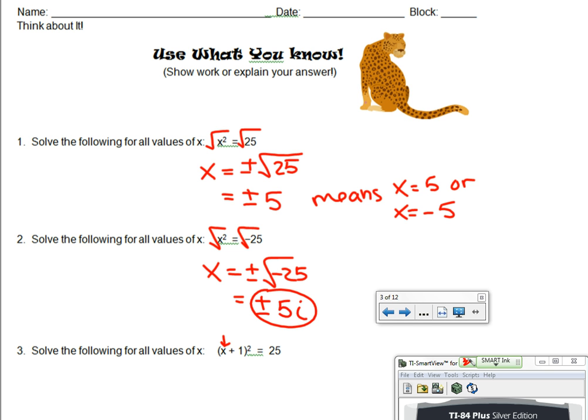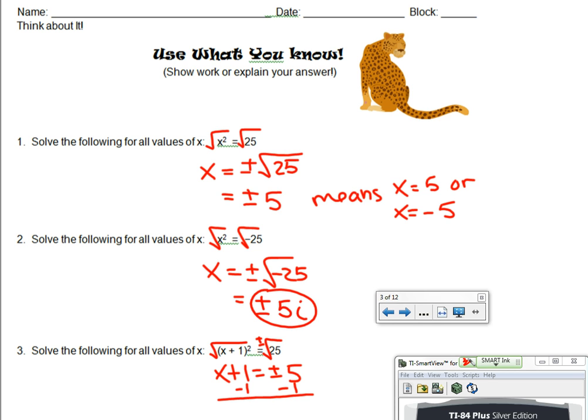So instead of getting rid of the power 2 by actually doing double distributive, I can get rid of the power 2 by doing the inverse operation, which is square rooting. So that means I'll get rid of the power 2, and you'll be left with an x plus 1. And then don't forget that when you square root the other side, you have a positive and negative 5. And now all I have to do is subtract the 1 over.